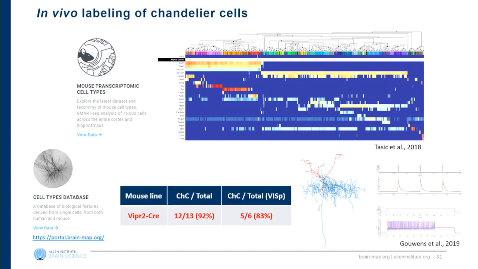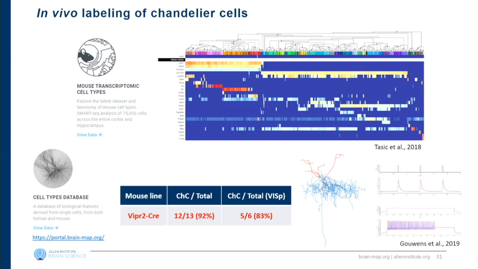And then for all the Viper2 positive cells, 92% of them are Chandelier cells. For all the morphologically fully reconstructed, 92% are Chandelier cells, and 32% in the primary visual cortex are Chandelier. So basically, almost all the fully reconstructed Viper2 positive cells are Chandelier cells, except for just one cell. So hopefully, I can convince you that now we can target specifically the Chandelier cells in vivo.